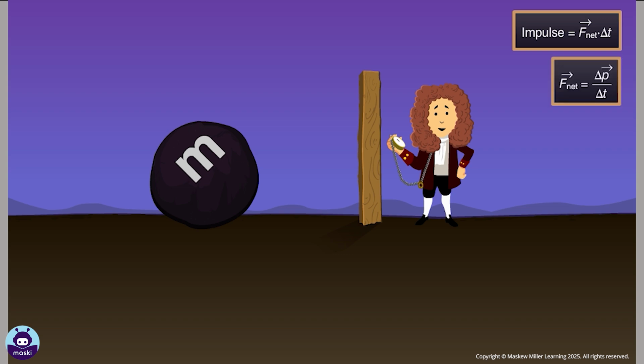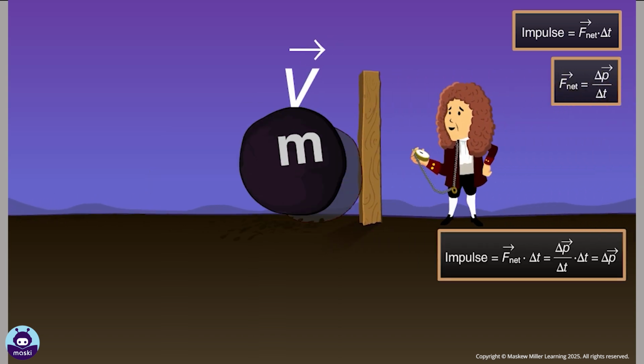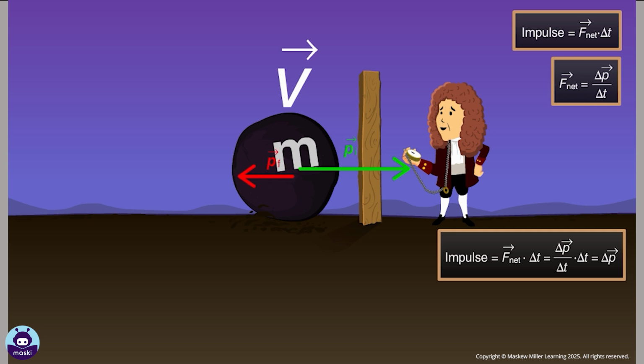We know from Newton's second law that the net force is the rate of change of momentum. Vector F net equals vector delta p over delta t. Therefore, impulse, vector F net times delta t, is the change in momentum, vector delta p. This is referred to as the impulse momentum theorem. Impulse is a vector quantity having the same direction as the change in momentum vector of the body.